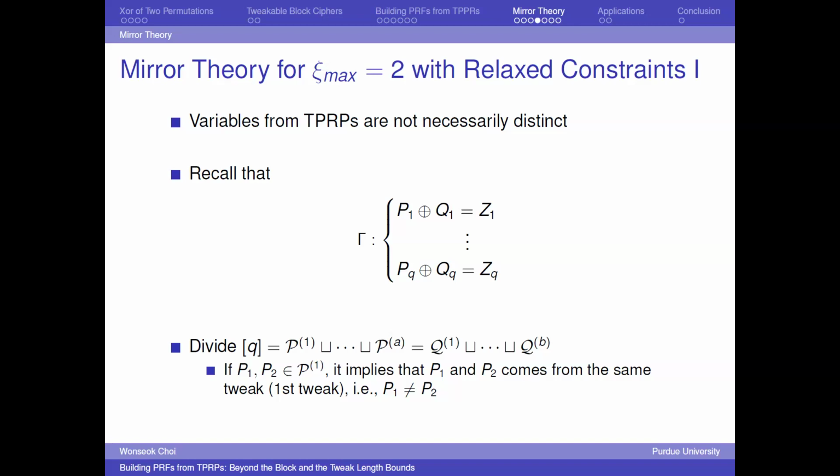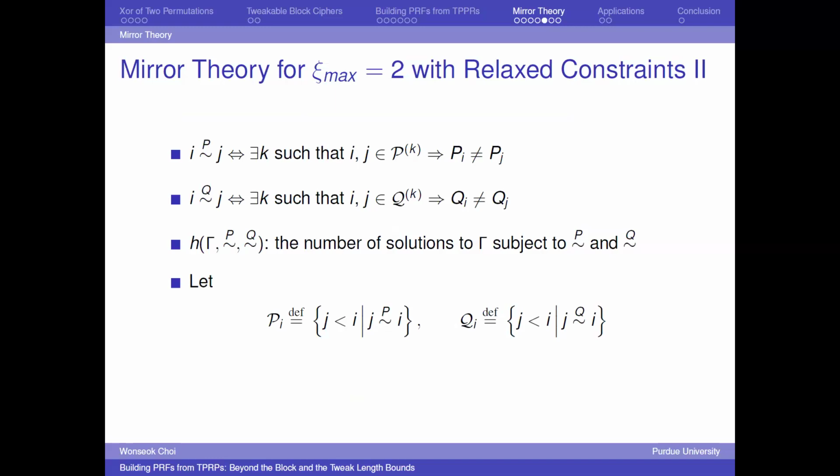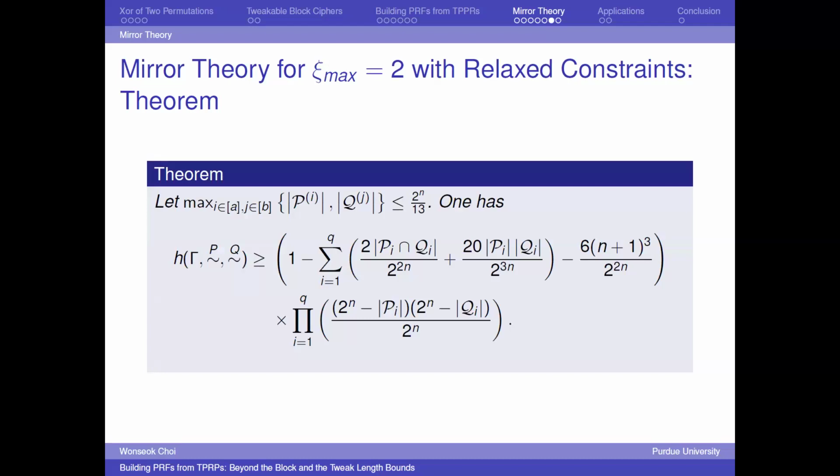So we divide the set of variables into parts. What does this mean? If two variables are in the same set, it implies they come from the same tweak, meaning they come from the same permutation, so they should be distinct. Otherwise, they do not have to be distinct. We can denote it as a relation between the indexes of two variables. If i and j have a P relation, it means that Pi and Pj are from the same permutation, so they should be distinct. Then we define some variables using this relation, and we obtain this theorem. Maybe you don't want to understand this theorem during this slide, so let's skip it.